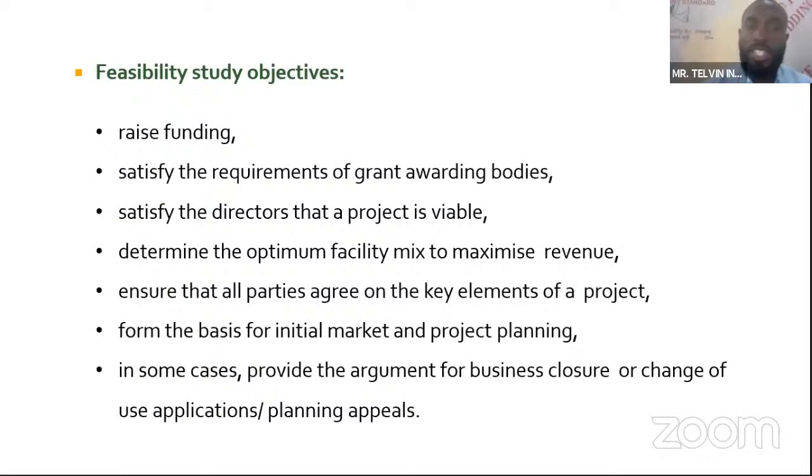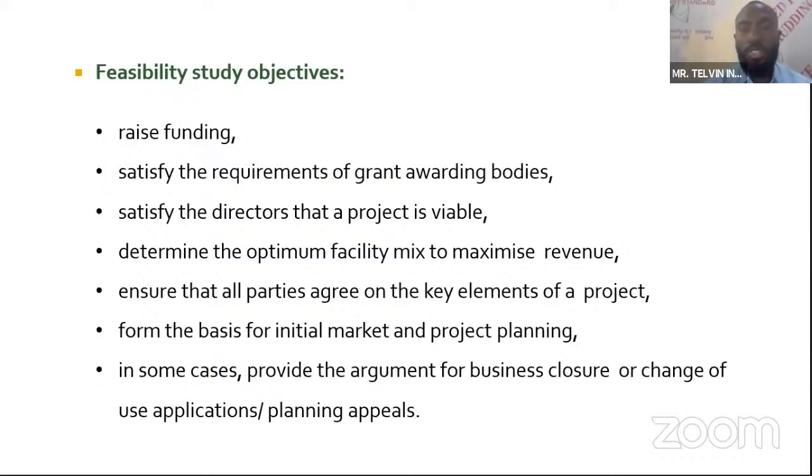Objectives of a feasibility study. One of the objectives of a feasibility study is to raise funding. No business that you want to start does not require funding. So your feasibility study will help you to know how to raise what? Funds for your business. It will also satisfy requirements of grant awarding bodies.